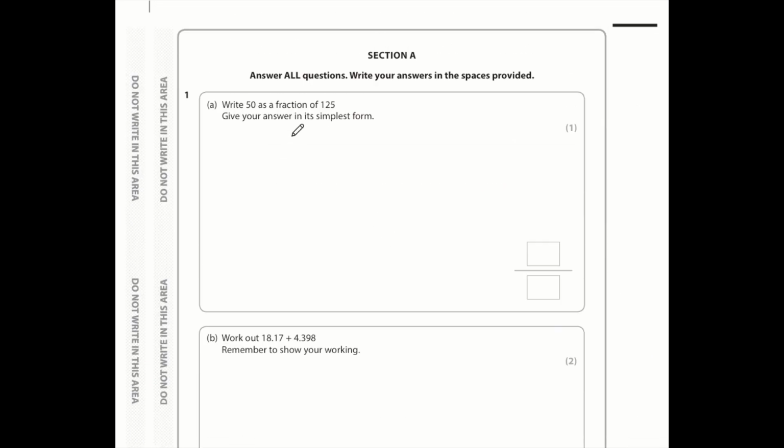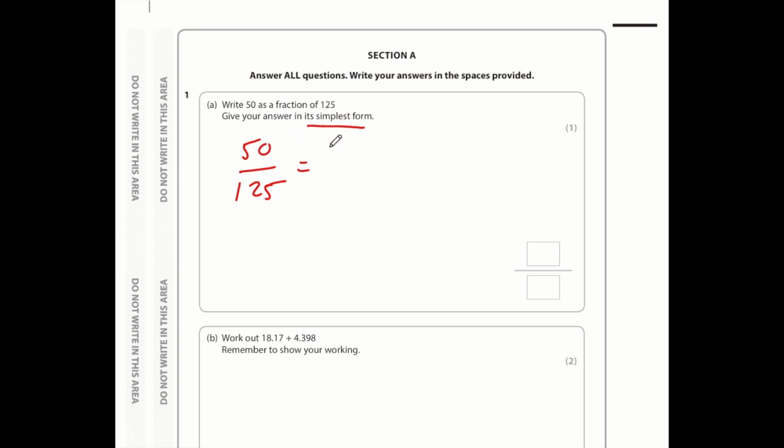Write 50 as a fraction of 125. Okay, that's nice and easy. It's just 50 on the top and 125 on the bottom. However, this is not in its simplest form. So this fraction can be simplified. So we need to look at the number on the top and the number on the bottom and think, what can we divide both of them by? Well, we can divide both numbers by 5. They're both in the 5 times table.